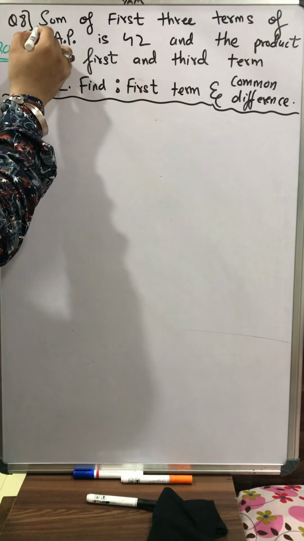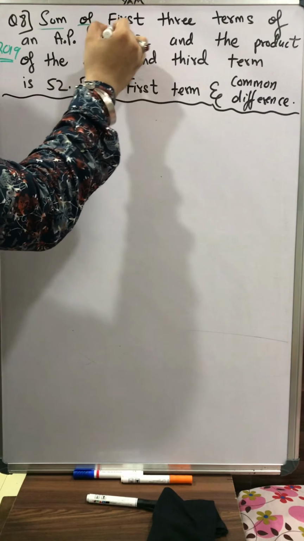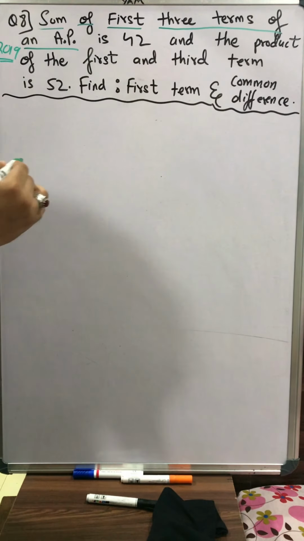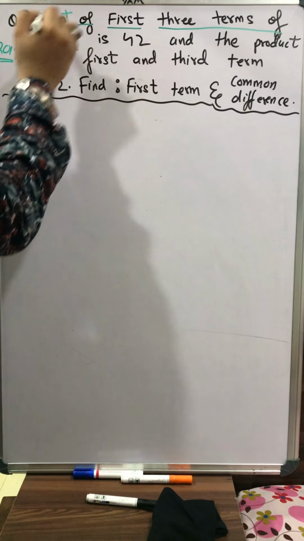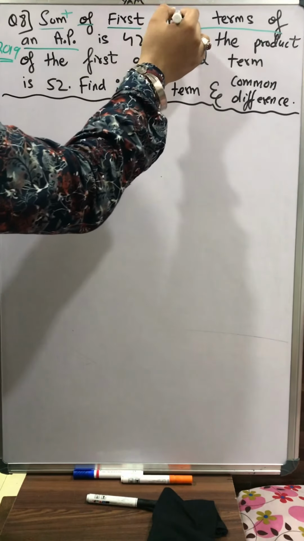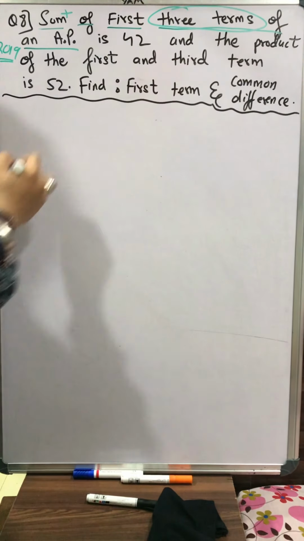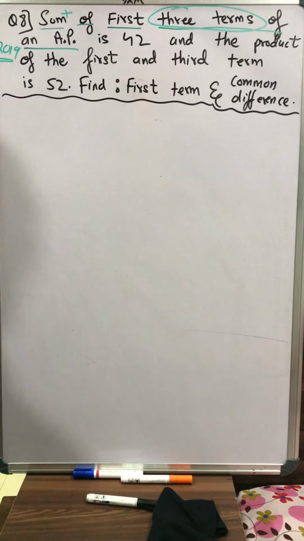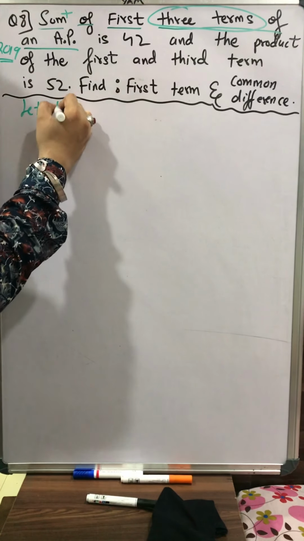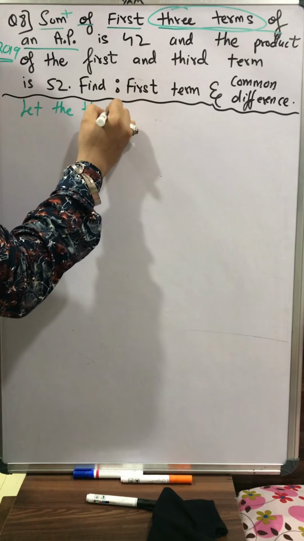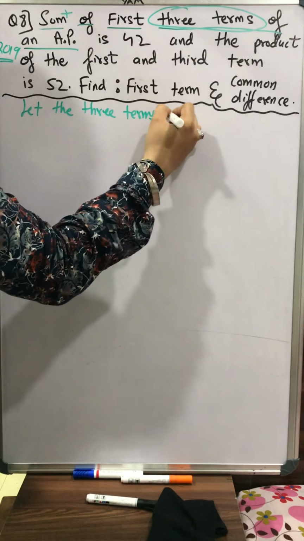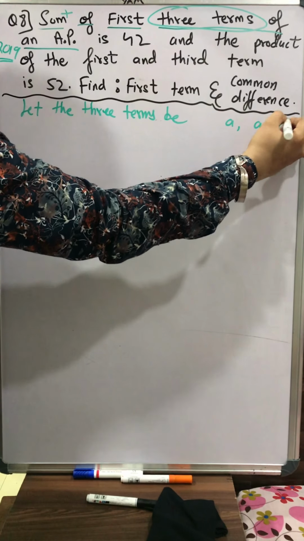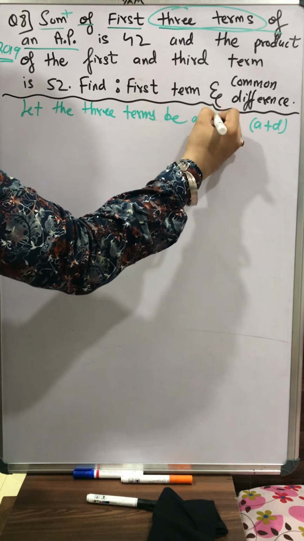Pay attention. Sum of first 3 terms of an AP. Sum means we know addition, plus, of whom? First 3 terms of an AP. The moment I saw this phrase, 3 terms, it hints my mind what to write. Let the 3 terms be: one will be A, here it will be A plus D, and here it will be A minus D.